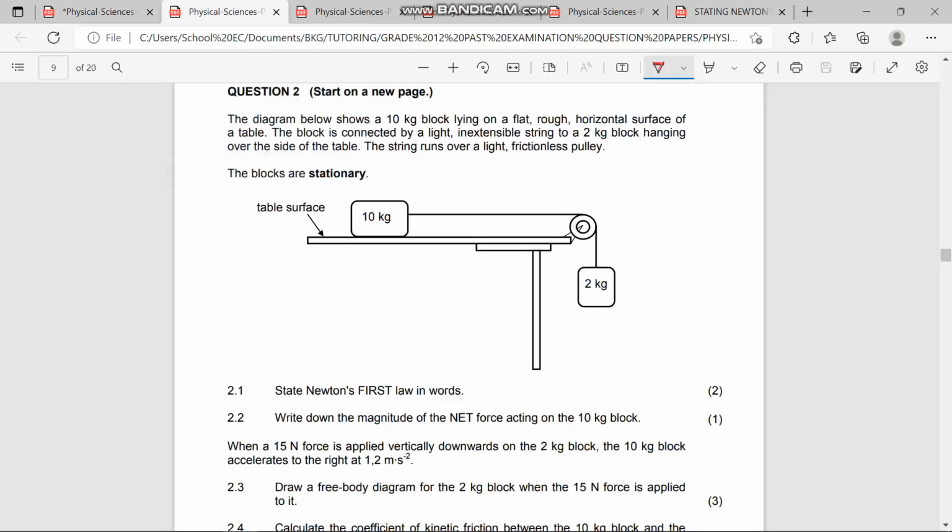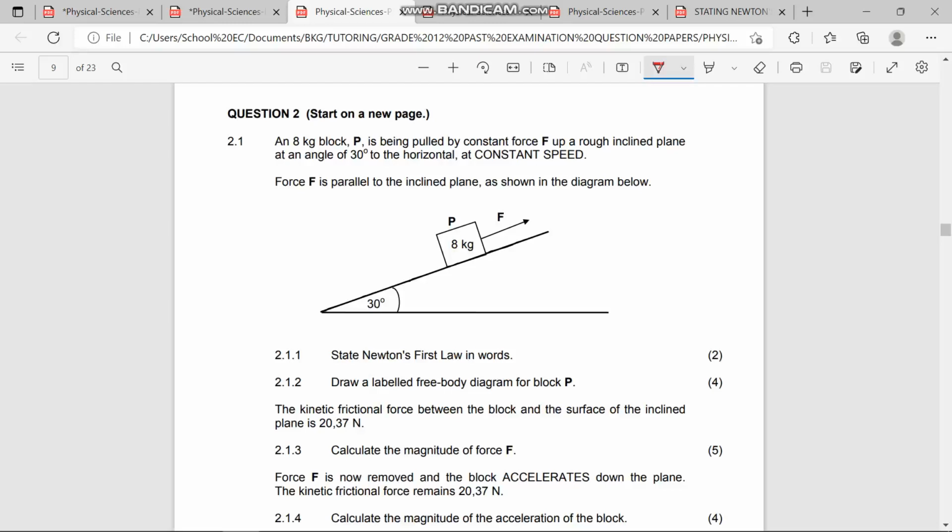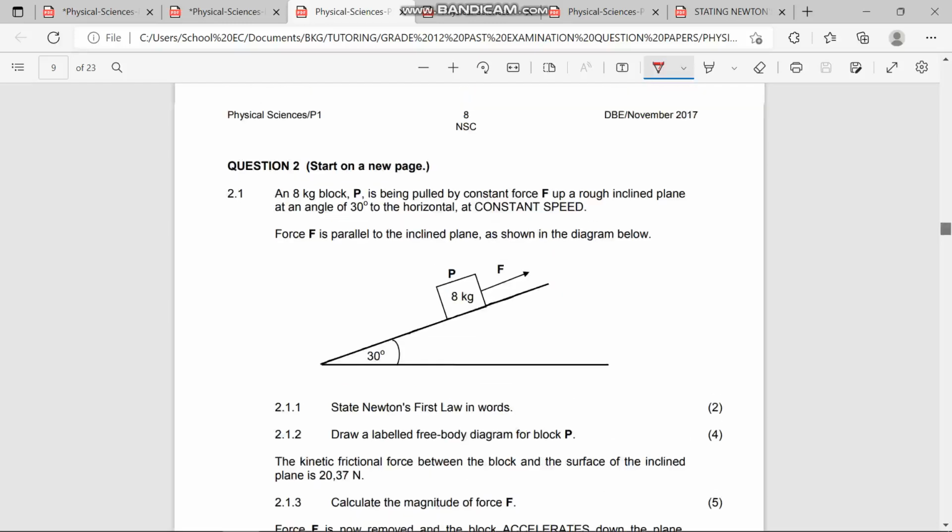Let's go look at 2016. This is 2016, set by the Department of Education, final examinations. Question 2.1 says state Newton's first law in words. So again, I'm saying it's going to come out during examinations, guys. Please pay some attention for today's lesson. This is 2017 again. Question 2.1.1, the very first question, they said state Newton's first law in words.